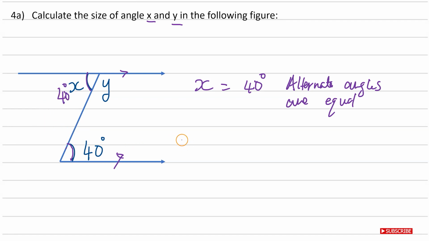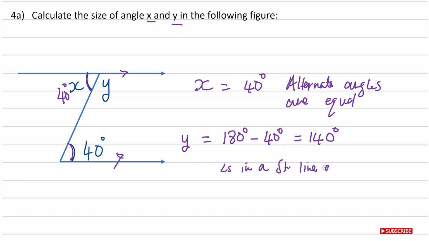Now to get Y, what do we need to do? Y is going to be equal to 180 degrees, take away 40 degrees, which is equal to 140 degrees. And what's the reason for that? Well, angles in a straight line add up to 180 degrees. So you must give these reasons in order to get full marks.